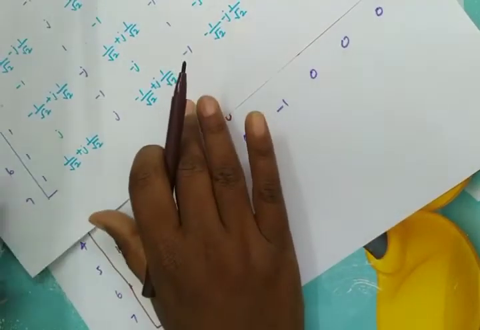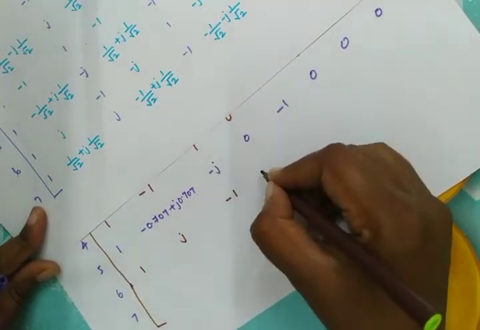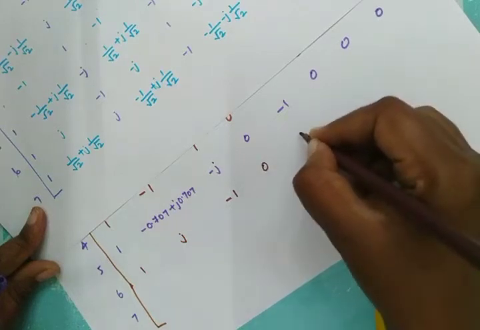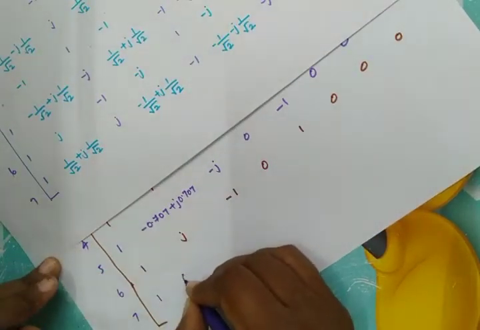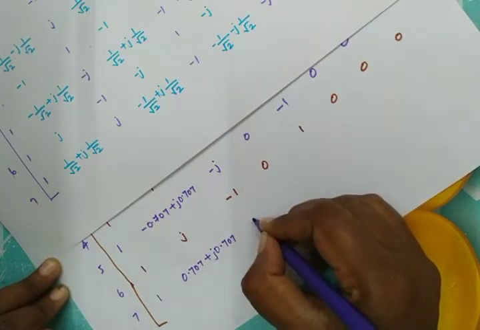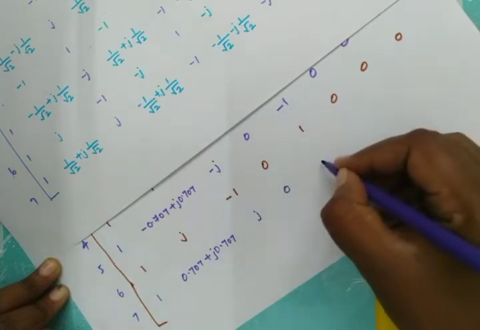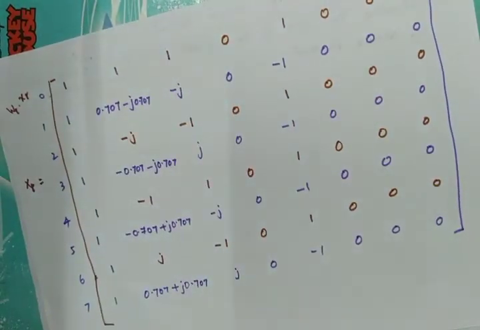Next sixth one, 1 j minus 1. The fourth one is 0, 1. Then the rest will be 0. Then the last one, 1.707 plus j 0.707, j 0 minus 1. Then the remaining will be 0. So we have completed this. Now put signs so that we should not get any confusion.